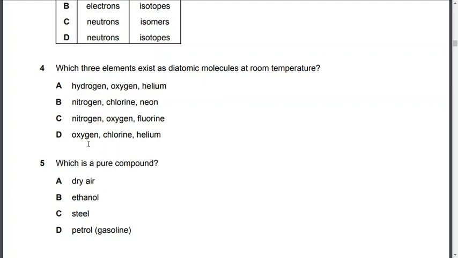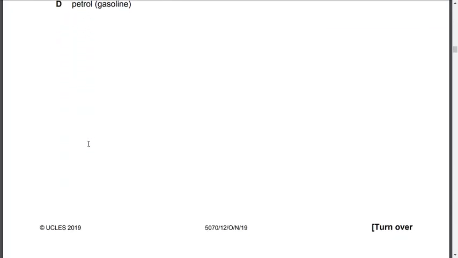If you come to ethanol, you might have studied in organic chemistry, ethanol is an alcohol and it is one compound, not many compounds. So definitely it's going to be ethanol. But let's see parts C and D. C is steel. Steel is an alloy. An alloy has many elements and compounds mixed together to form steel. And petrol, once again, is not a pure compound. So definitely B is the right answer.